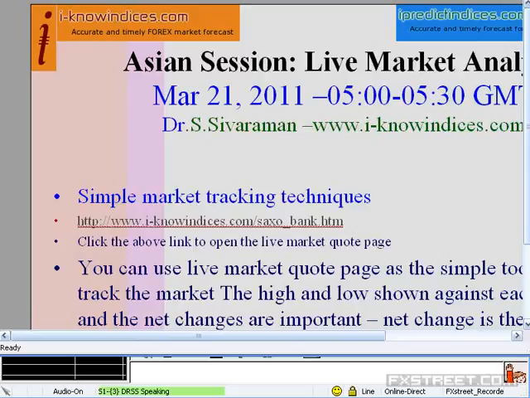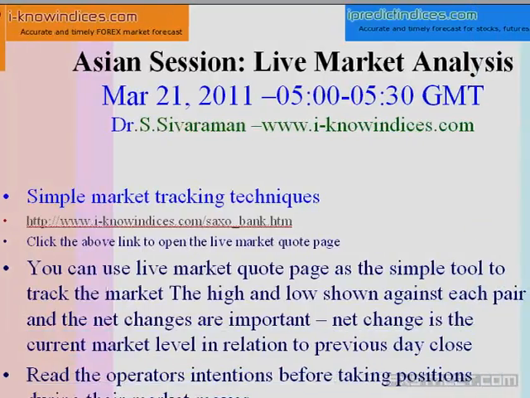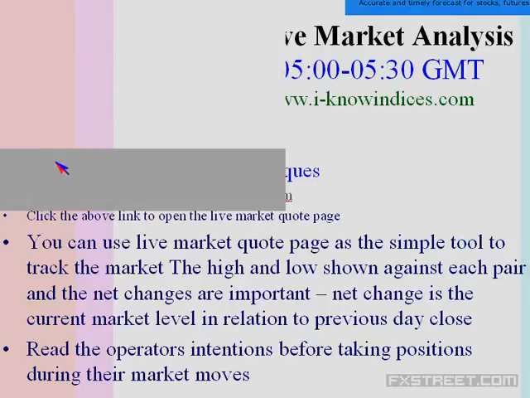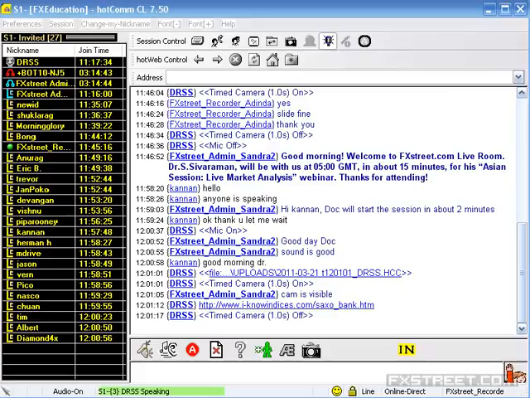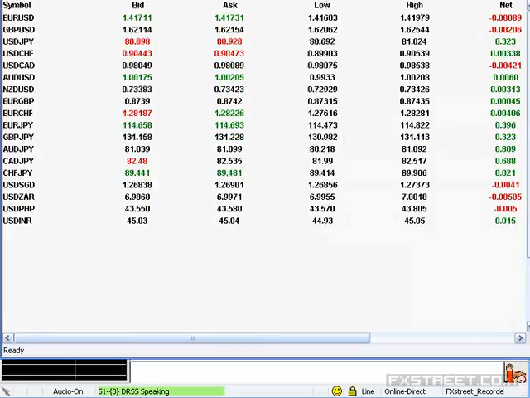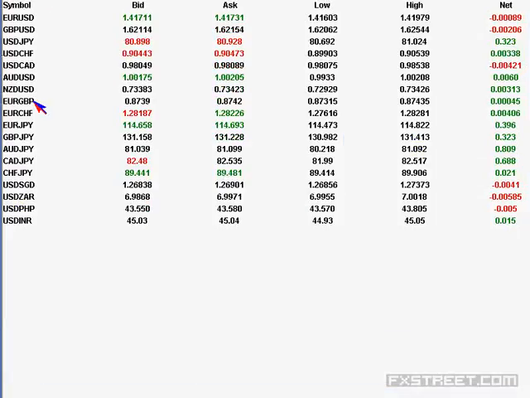Asian session live market analysis on March 21st between 5 and 5:30 GMT. So we'll track the market using the live market code page as a simple tool. I'll give the link for the same. So here is the link. You can open it in a browser. I'll also focus the camera over that of the live market code page. Currently, you should be able to see the live market code page displayed.